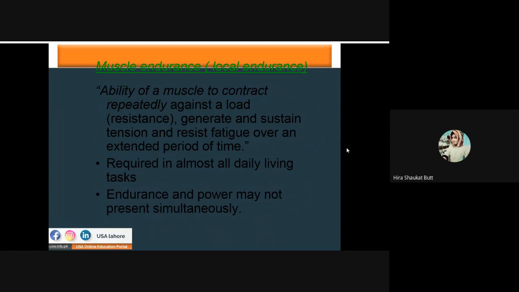If a muscle can do more work in a low time period, that will be muscle power. We can also say it has the ability to produce more tension in a low time period. And if a muscle can do work repeatedly without getting fatigued, that will be muscle endurance. So these are the basic components of muscle performance: muscle power, muscle strength, and muscle endurance.